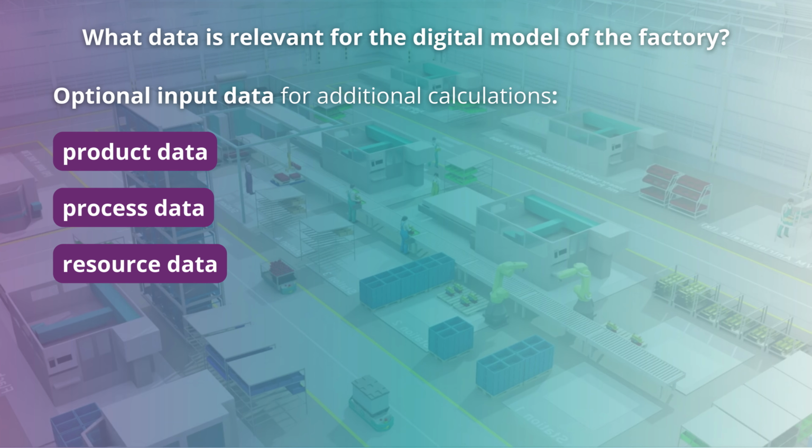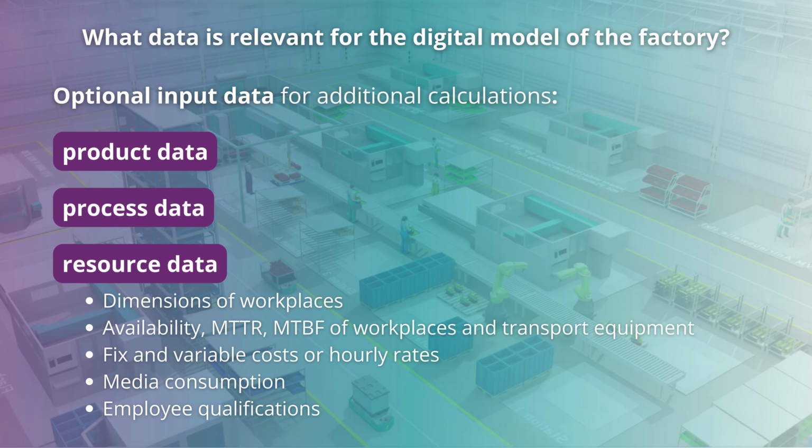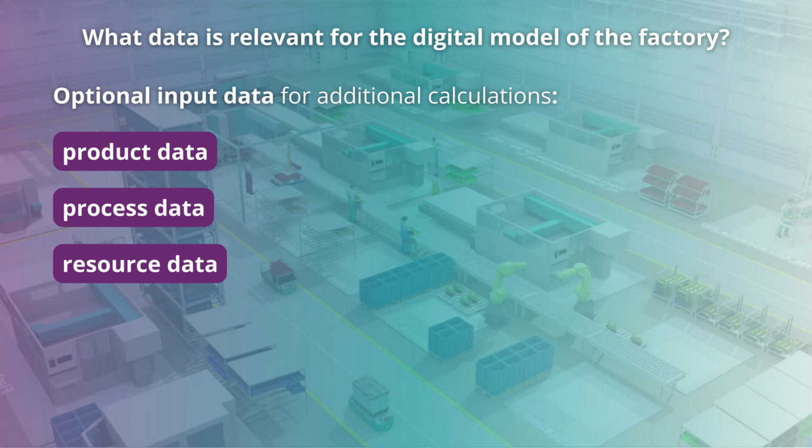For resource data, you can also enter the dimensions of the workstations, their availability, and MTTR or MTBF. Fixed and variable costs, hourly rates, and media consumption for the workstations are particularly important for cost calculations. If employees are to be included in the calculations, employee qualifications must be assigned to the workstations.